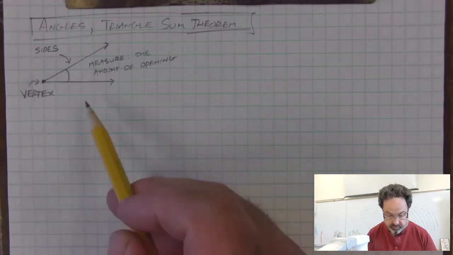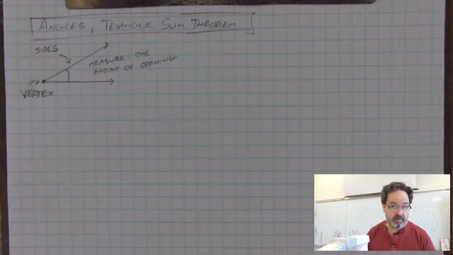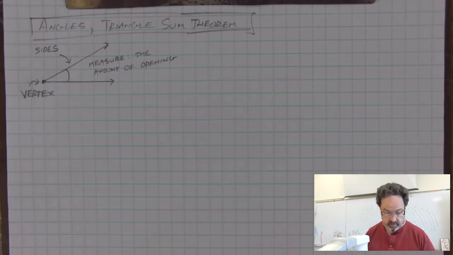Now we can measure the amount of opening, and we have a system to express or write down our measures when we measure angles. There's a few different ways to do it, but one of the most common ways is to use a degree measure to measure angle opening. A full circle has 360 degrees in it. So we can measure angles that are less than a full circle and express them as a measure of degrees.